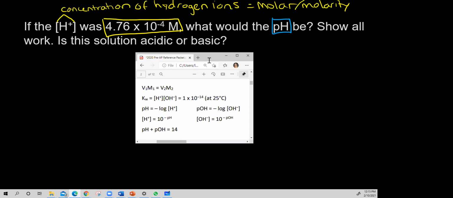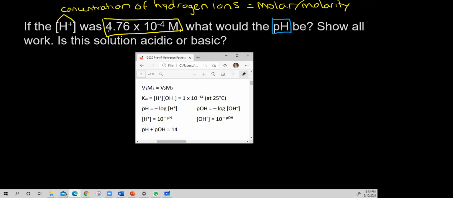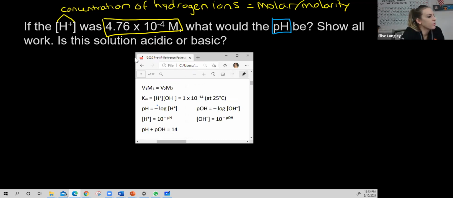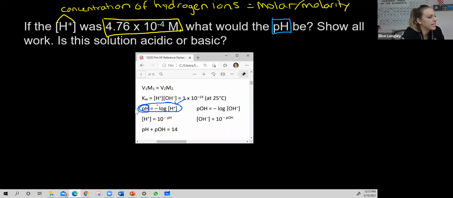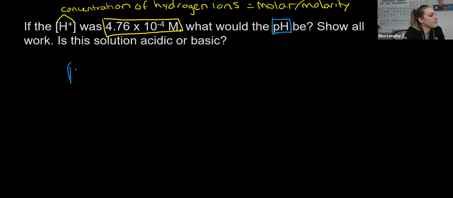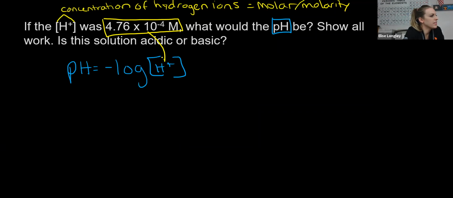Okay, so you're going to do the negative log of 4.76 times 10 to the negative 4th. Yes. So we're looking for pH and we have concentration. So our equation that has pH isolated that also includes hydrogen ion concentration is this one. pH is equal to the negative log of the hydrogen ion concentration. So all we're doing is plugging this number in right here.